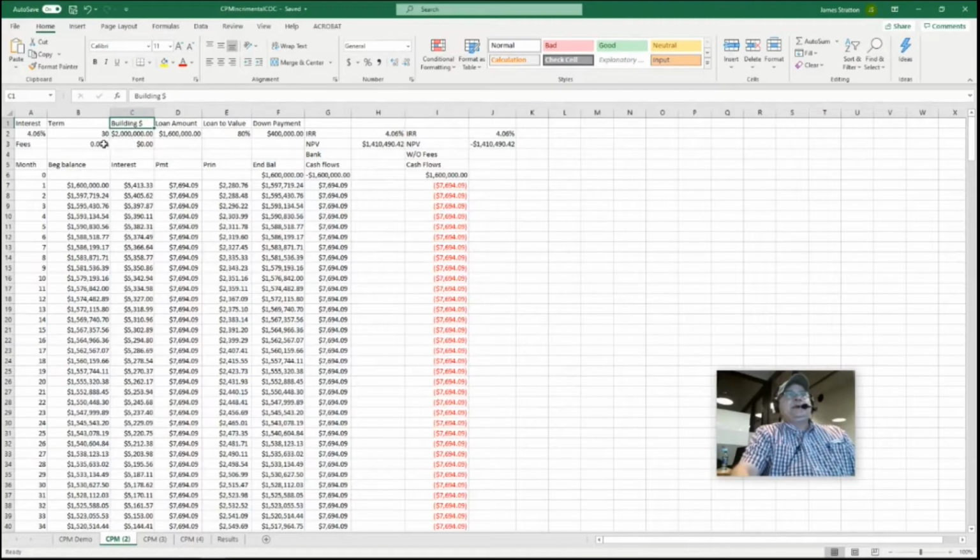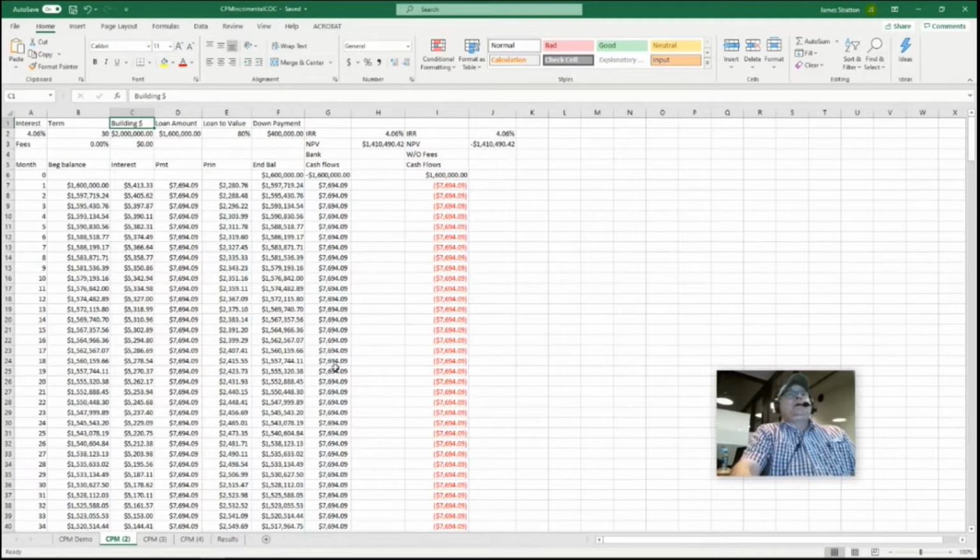In this particular case, this loan is actually a 30-year loan with the same terms. And if you notice that the NPV is different, same thing. So in this particular case, there's also no fees. So it's 4.06 and 4.06, which is what you would expect to find.